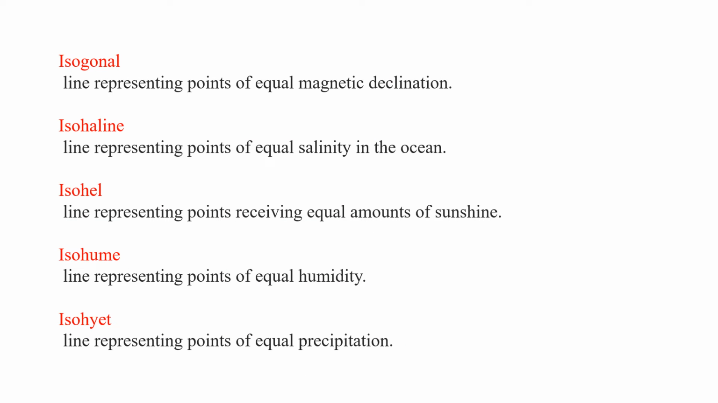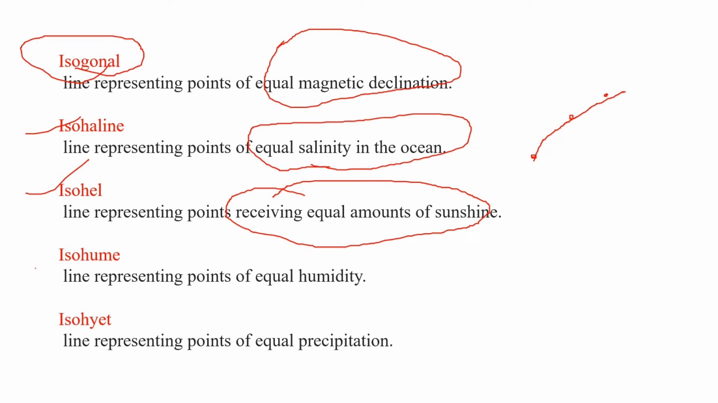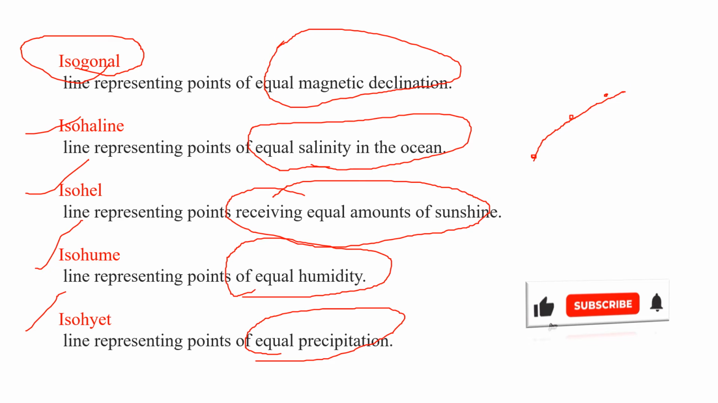Next, isogonal. Isogonal means equal magnetic declination. Isohaline means equal salinity of ocean water. Isohel, receiving equal amount of sunshine. So those points on the earth which receive equal sunshine, that joining line is known as isohel. Then isohume. Isohume means equal humidity. Isohyet. Isohyet means equal precipitation.